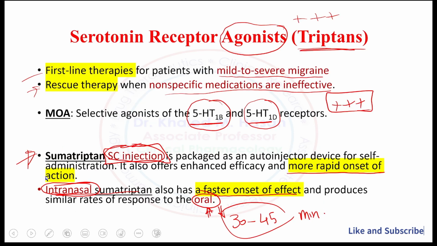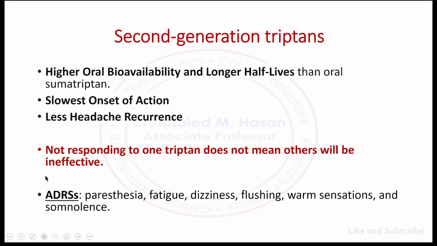Okay, so first generation sumatriptan. For the second generation, we have a list in the next slide. What are the advantages? What are the characteristics of the second generation? Number one, second generation provides higher availability. Number two, longer half-life. So higher availability, longer half-life, slow onset of action, less headache recurrence.